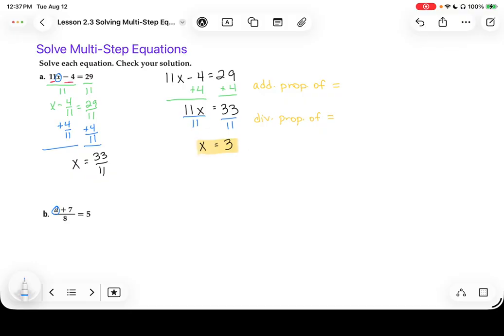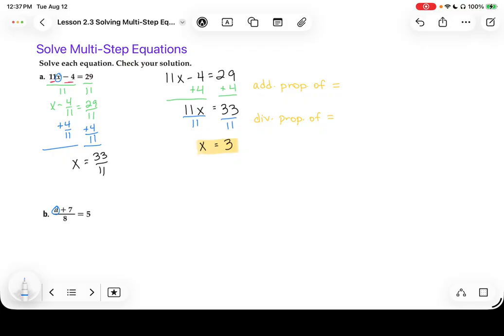Now, you may think back to what I said just a few minutes ago on that last problem and say, well, you said do reverse order of operations, so surely we should get rid of the plus 7 first and then get rid of the 8. But remember, I said almost all of the time, reverse order of operations is easier. It turns out in this case, it's actually easier to get rid of the 8 first.